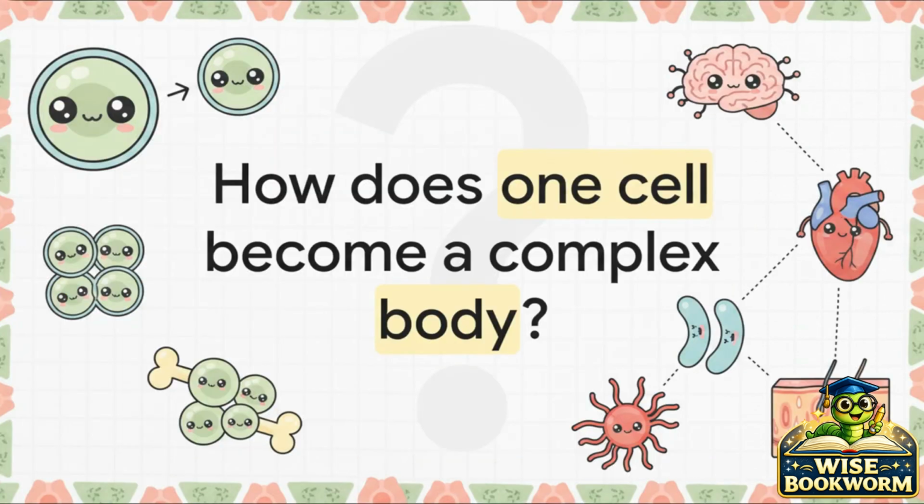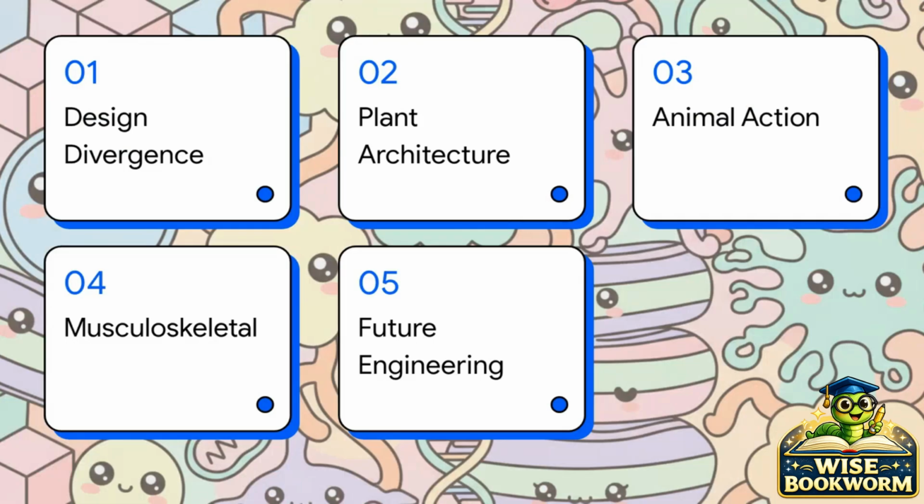And that brings us to the million-dollar question for today's Explainer. How does one totally unspecialized starter cell eventually divide to form everything? Skin, muscles, bones, nerves. How does it know what to become and exactly where to go? Here is our blueprint for today.